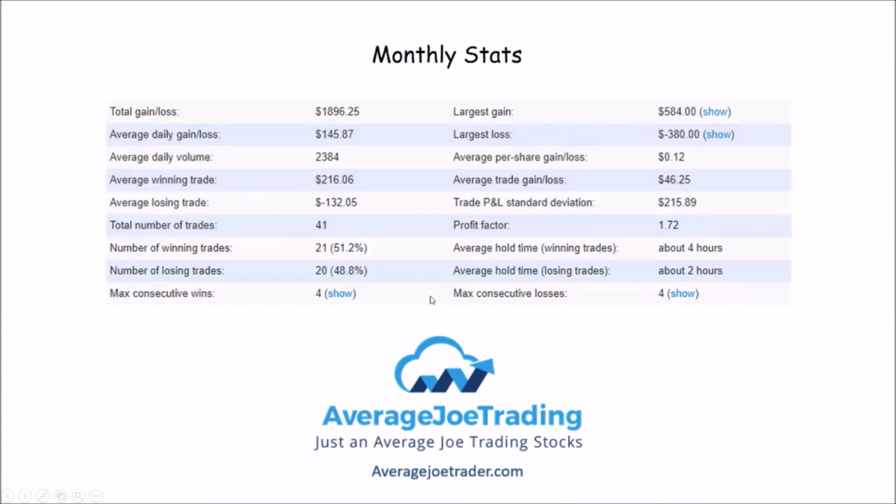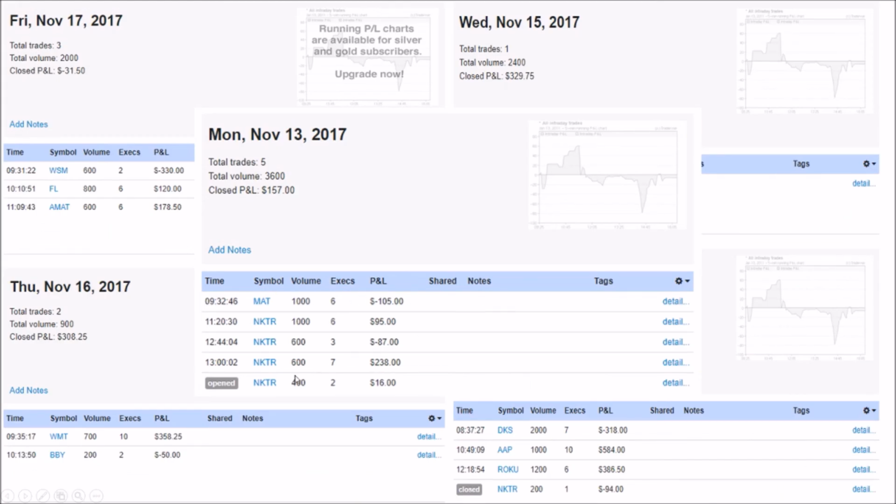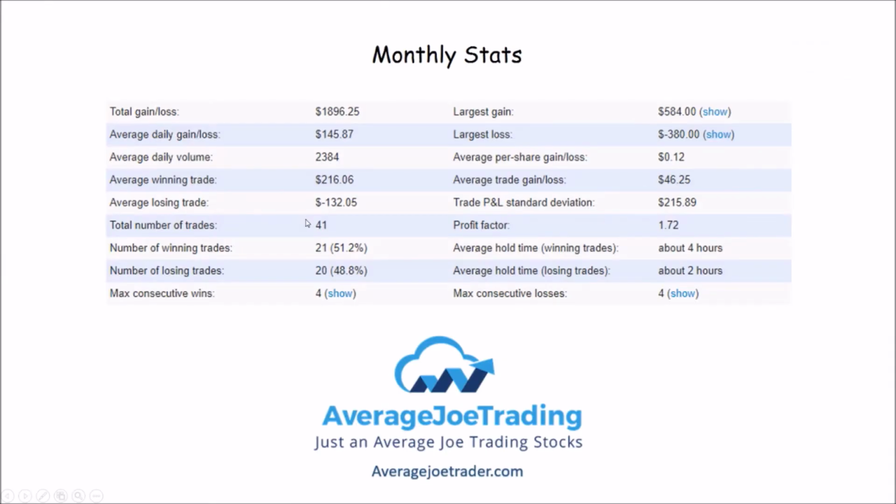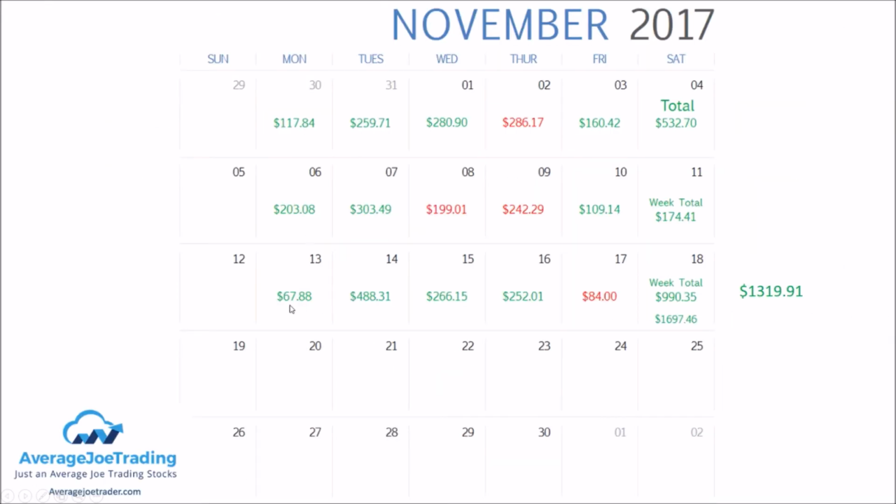84. And then this one, 157. After commissions, it was 67.88. So $9.90 for the week. Now for all 3 weeks total, we're right at $1,700 for all 3 weeks. That's not bad. We're on the verge of doubling the account this month, which is ideal.